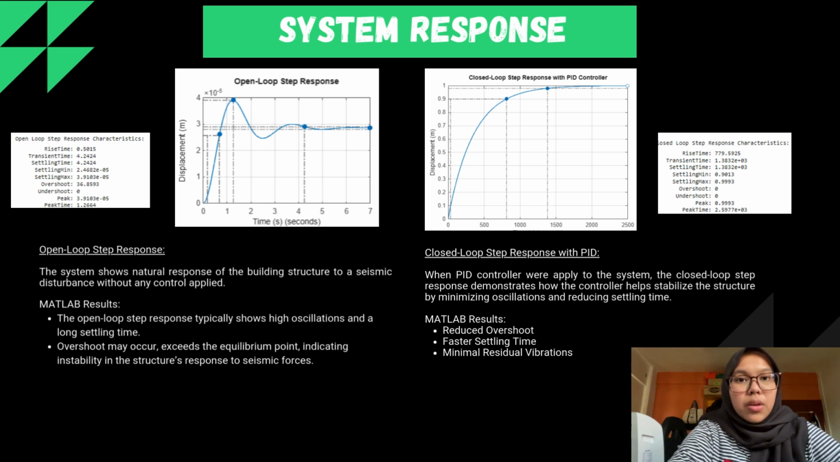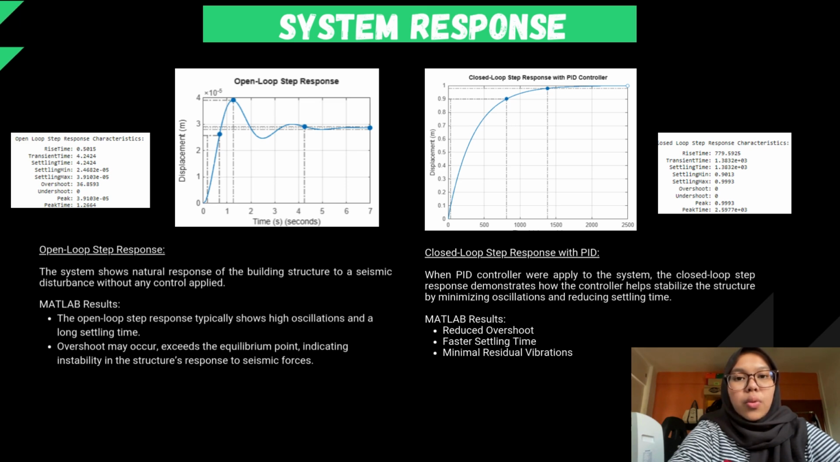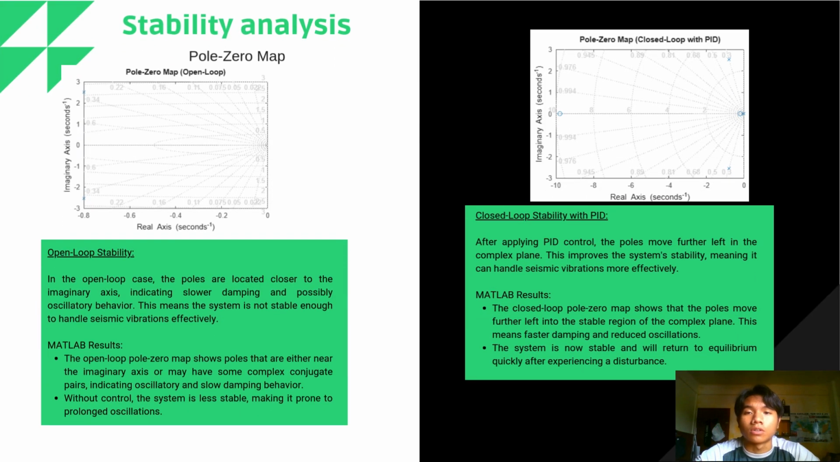For MATLAB results, firstly, it reduces overshoot. The displacement quickly returns to near zero or a stable point without swinging too far. Next, faster settling time. The vibration diminishes much more rapidly compared to the open loop response. Lastly, minimal residual vibrations. The building movement after seismic forces is significantly reduced, making it safer during and after an earthquake.